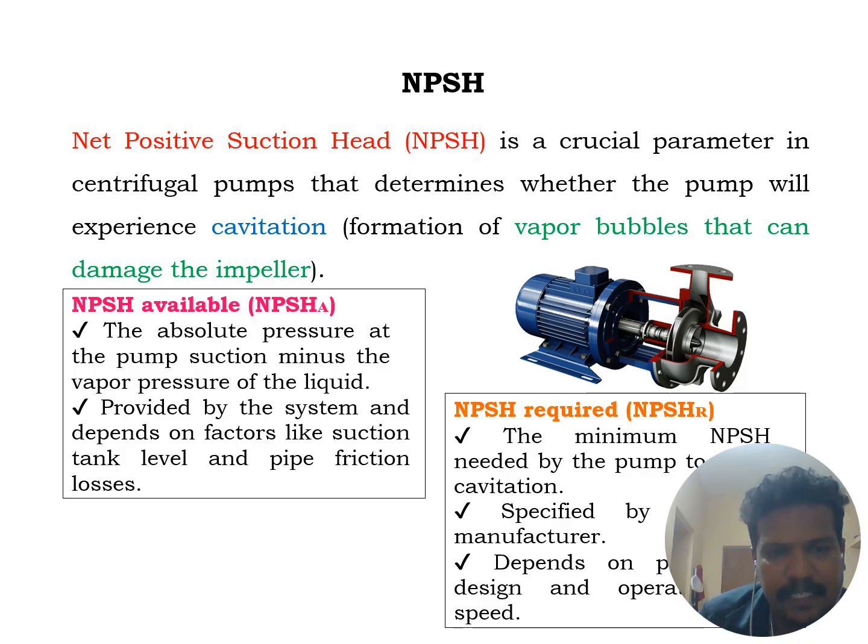And the second type is NPSH required. This is the minimum NPSH needed for the pump to operate without cavitation. It is provided by the pump supplier and depends on the pump design and operating speed.